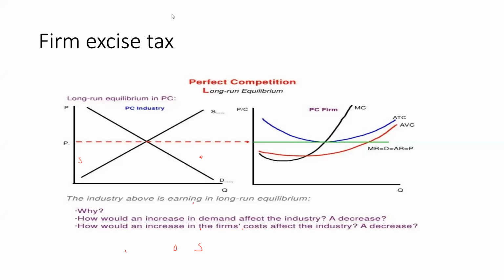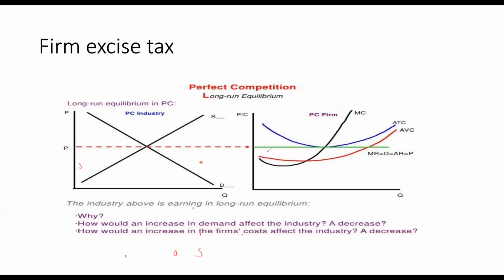Let's do an excise tax here. So an excise tax is going to be put on the firm. So my MC is going to go up like this. All right. I got a new MC equals MR. So that's going to be my quantity there. Here was my original quantity. All right. And then my ATC, because average total cost per unit is going to go up, my ATC is going to go up.